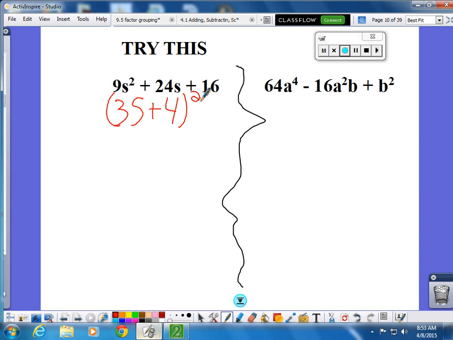You ready? What would you square to get this? A squared, yes. What would you square to get this? B. Their product times 2, would it be 16 A squared B? Yes. Drop my little sign, square it.